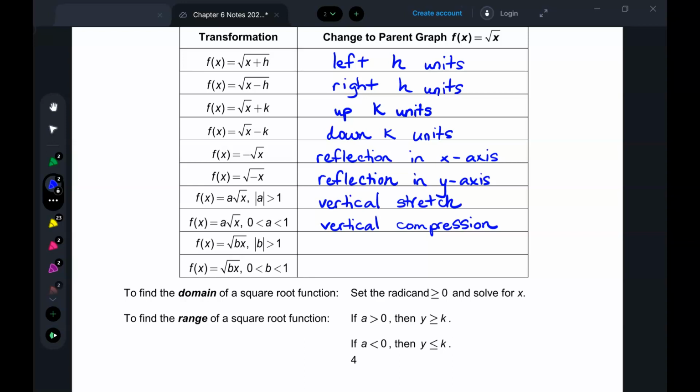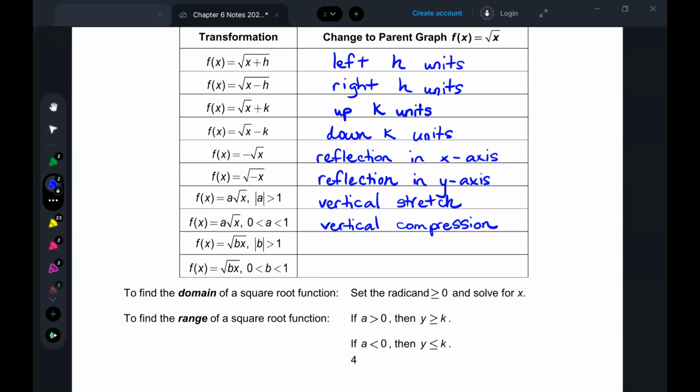Take 2 different examples. I think it should be a stretch. Take y equals square root of 4x compared to the negative compression, square root of 1/4 x. If I plug in 0, I get 0. If I plug in 1, I get 2. If I plug in 4, I get 4. So what happens to the numbers?